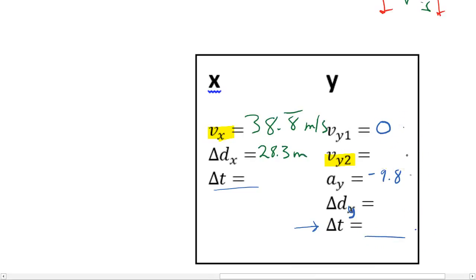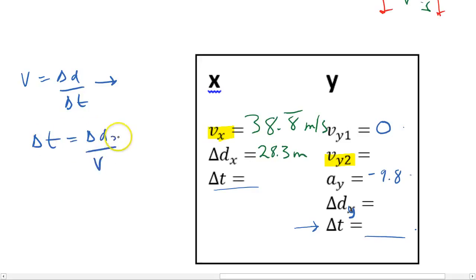So thinking about my x direction here, in x, it's v equals delta d over delta t. My constant velocity formula is what I'm going to use, but I'm going to solve for time. So time is going to be equal to delta d over v, and since I'm talking about the x direction, those are my x's. So it's going to be this 28.3 divided by my 38.8 repeating.